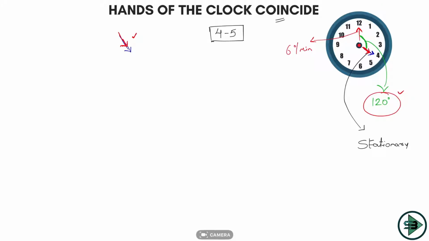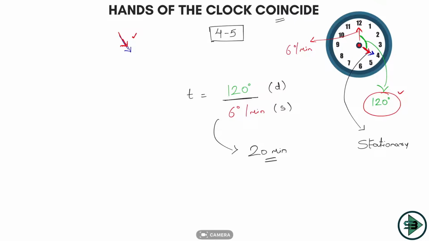So the distance that the minute hand is supposed to cover is 120 degrees. The speed that it has is nothing but 6 degrees per minute. In 1 minute it goes 6 degrees. So to cover a distance of 120 degrees, how much time will be required? Time is equal to distance upon speed. Distance is 120, speed is 6 degrees per minute. If I do 120 upon 6, the answer is 20 minutes. So in 20 minutes this minute hand will coincide with the hour hand.